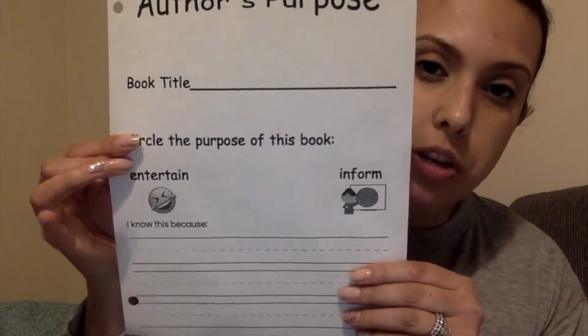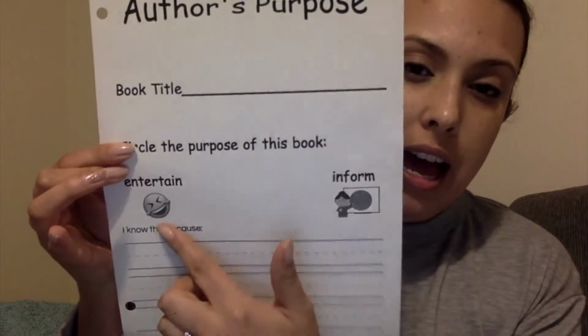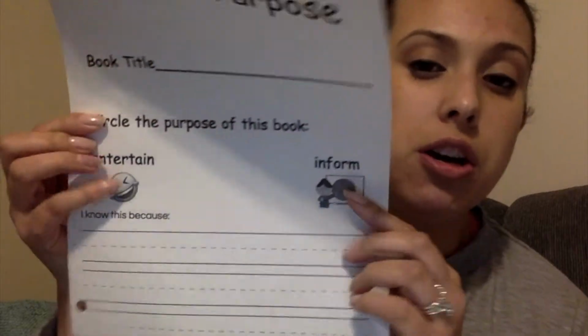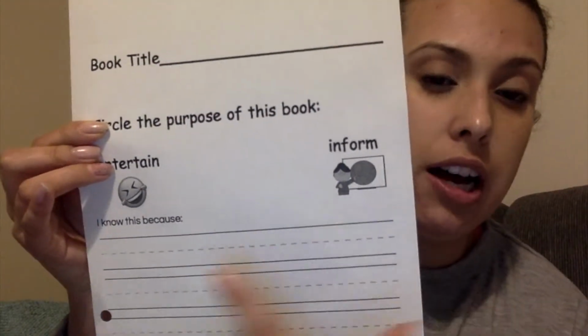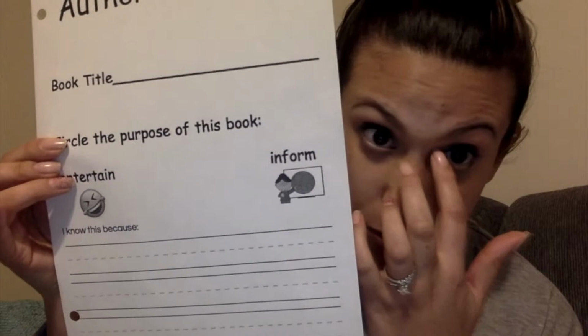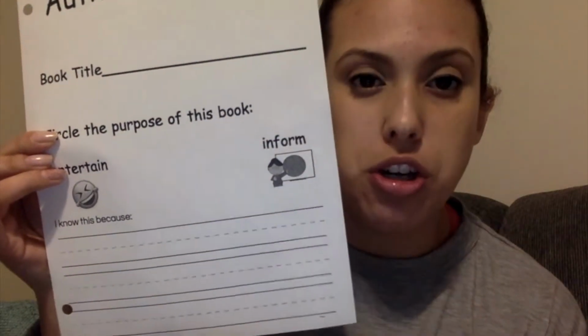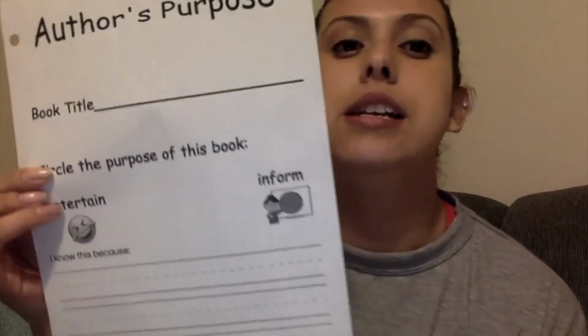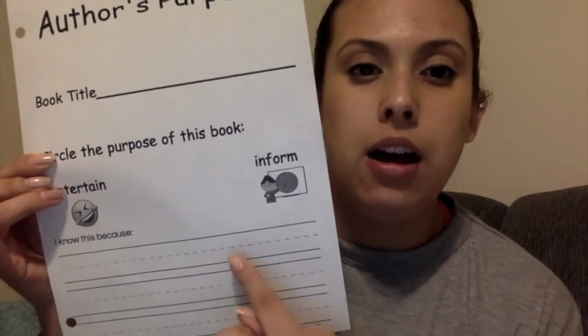My students who are on level would also do this worksheet, which is the book title, and they would circle if it's to entertain or inform. And they have a sentence starter: "I know this because," and then provide an example from the book or even from the T chart that we did. It had a table of contents. It provided information about birds or whatever it was.